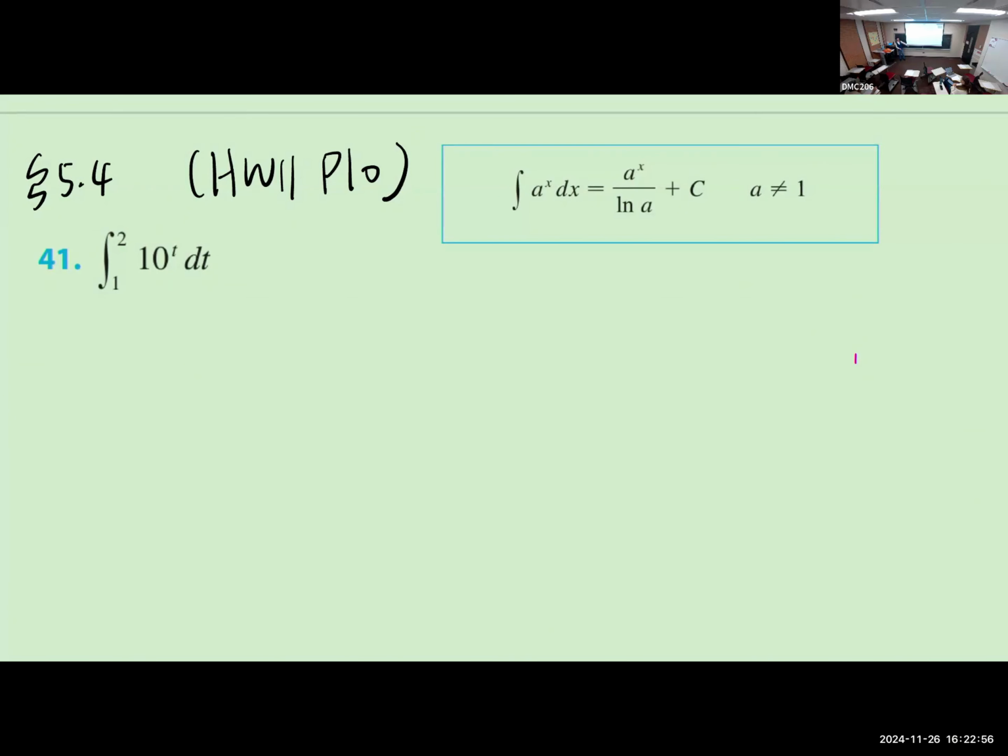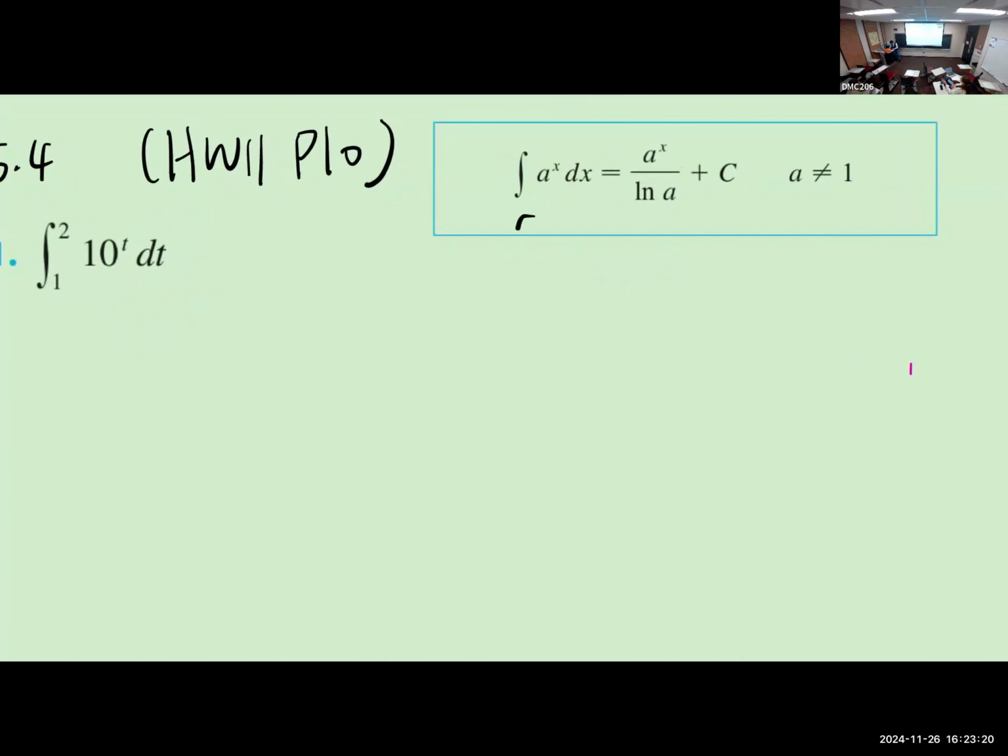All right, let's take a look at this integral, 10 to the t. It would be great if it was e to the t, but this is 10 to the t. However, it doesn't matter because we have a formula. The antiderivative of a to the t in general, or a to the x, whatever, is a to the t itself divided by ln a.